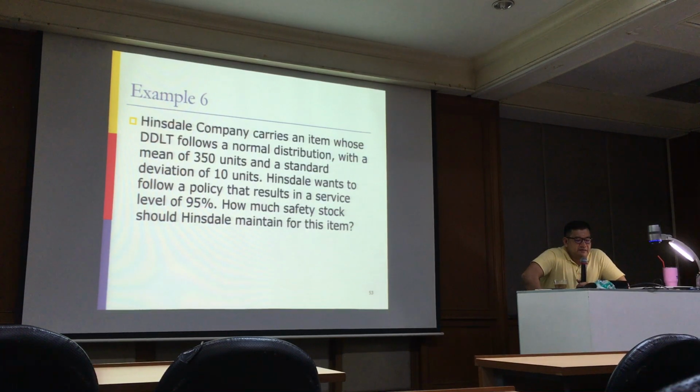We have a company named Hinders. This company carries an item whose demand during the lead time follows a normal distribution with a mean of 350 units and a standard deviation of 10 units. They want to follow a policy that results in a service level of 95%. How much safety stock should Hinders maintain for this item?